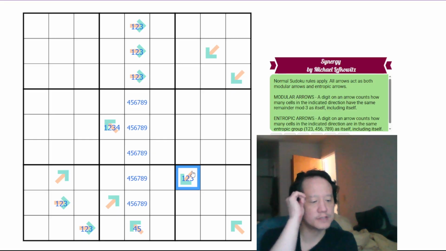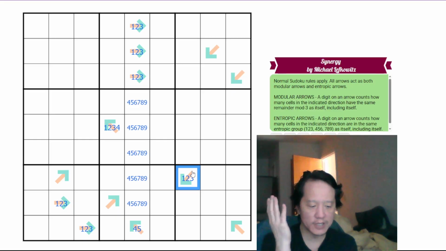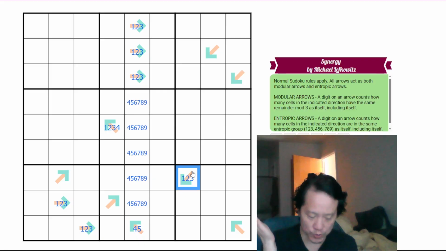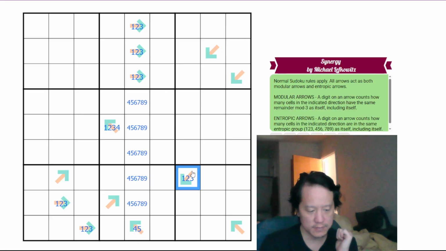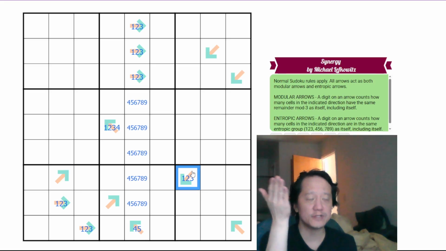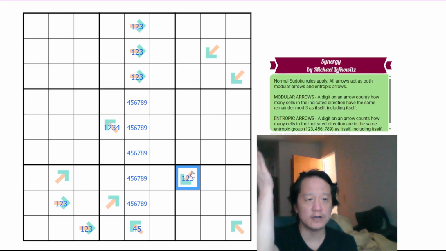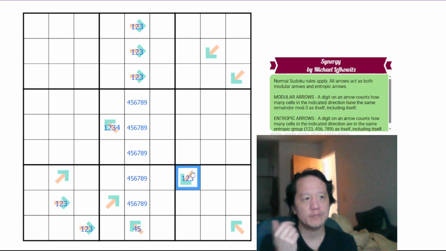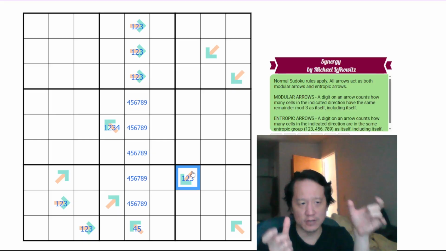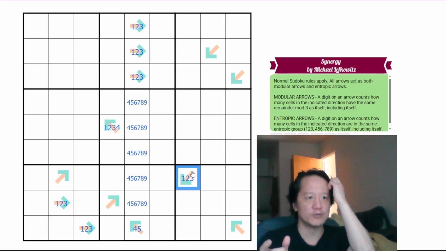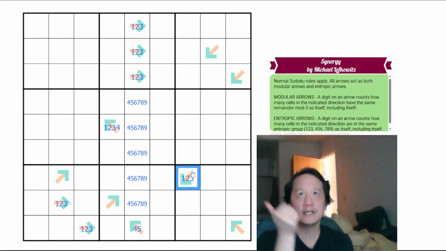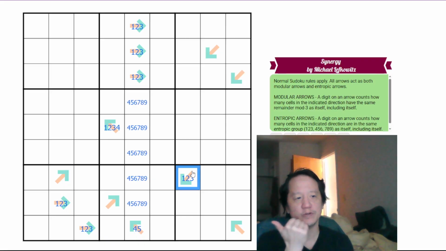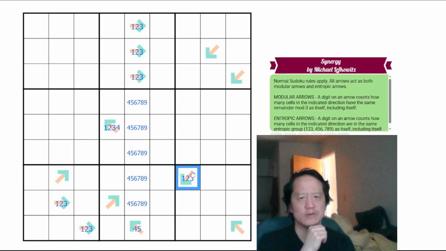Now, the thing is, can you ever have 9 on an arrow? I think the answer to that is no. Because it has to have 9 of the same entropic set, which would be 7, 8, 9, and 9 of the same modular set, in those digits that it sees. But 789 is necessarily different from 369, which are the modular sets. So 9's not going to work. 8 has the same problem. I think 7 also has the same problem.